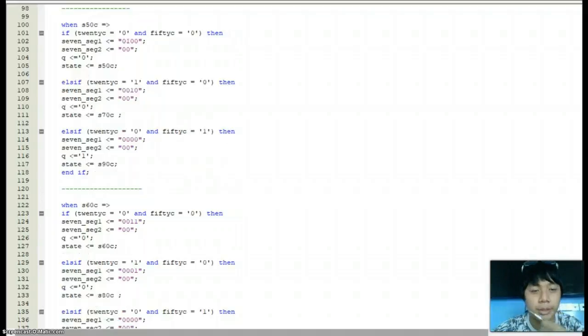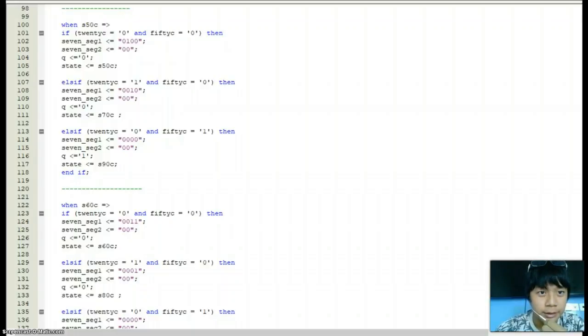Okay, so hi, my name is Samuel, and I'll explain from the state 50 part. When it's at state 50, it will show that it is state 50, and it will just be 40 cents.